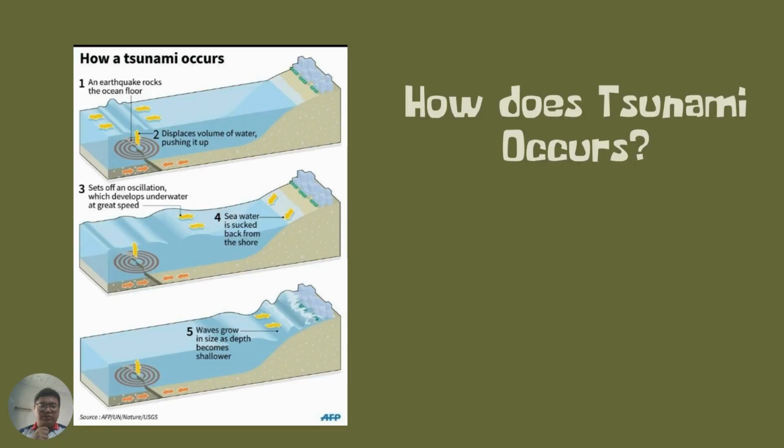So how does a tsunami occur? A tsunami occurs firstly when an earthquake rocks the ocean floor, then displaces a volume of water, pushing it up and setting off an oscillation which develops underwater at great speed. Then seawater is sucked back from the shore, and then waves grow in size as depth becomes shallower.